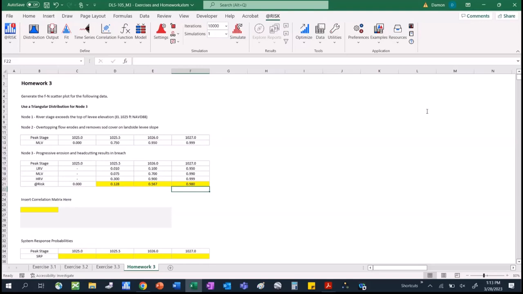Your lower and higher values need to be wider if we're using a PERT distribution. But for a triangular distribution, we're just trying to get a sense for how the probability changes and to set what a reasonable range would be. And then the most likely value is just like it says. So if I've got a range, the most likely value is going to be where that probability is most likely to fall.